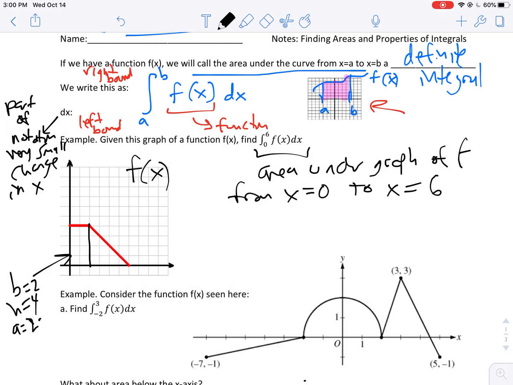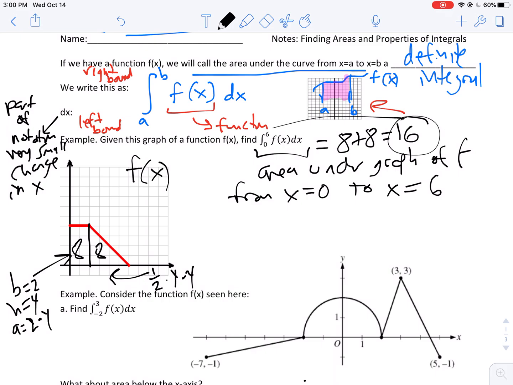So I'm just going to take the area of a couple different shapes and add them together. If I want the area of the triangle, that area has a base of 4 and a height of 4. So it has an area of 8 as well. So if I want to find that integral, it's just adding those areas together, which is 16. So that's what you're doing on a problem like this. You're just finding the area from 0 to 6 between that curve and the x-axis.